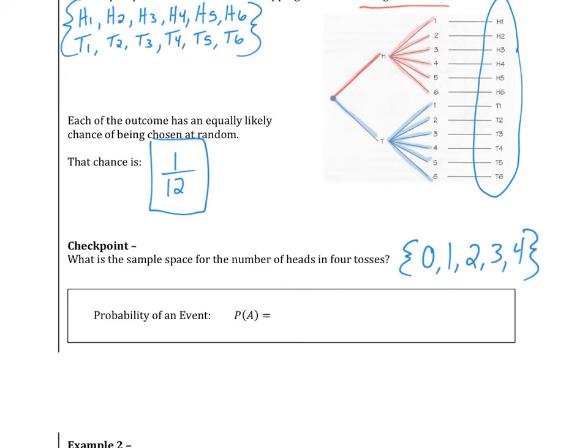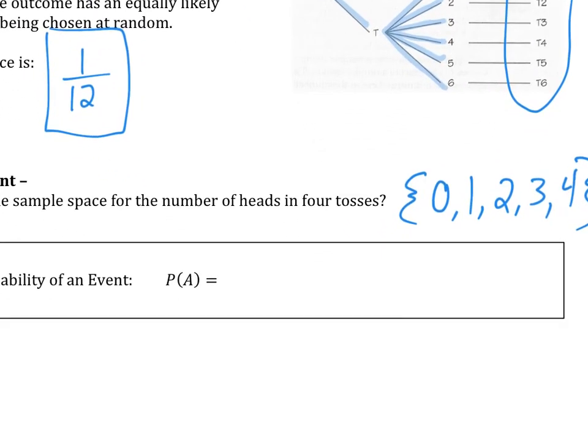All right, and then the probability of an event is as follows. Probability of A, which is the probability of anything happening, is the number of favorable outcomes divided by the number of total outcomes.